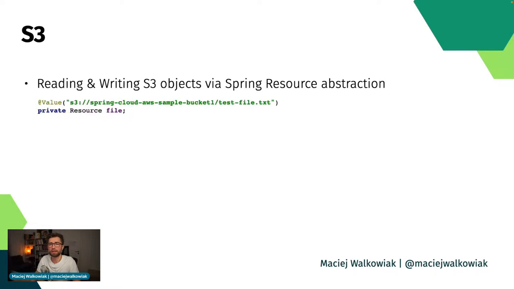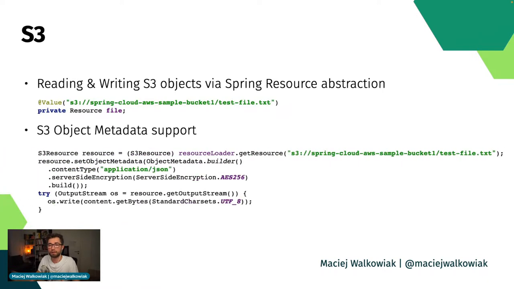And Spring Cloud AWS came with integration with S3 from the very early days through the Spring resource abstraction. Spring resource abstraction provides a unified interface for accessing files from the file system, class path, or even over the wire like HTTP or FTP. So Spring Cloud AWS just extends this feature to also support S3. You just put the S3 path and then it suddenly gets resolved from S3.